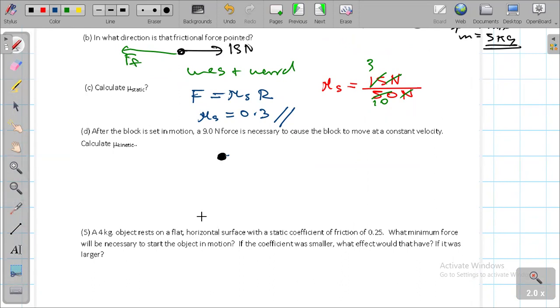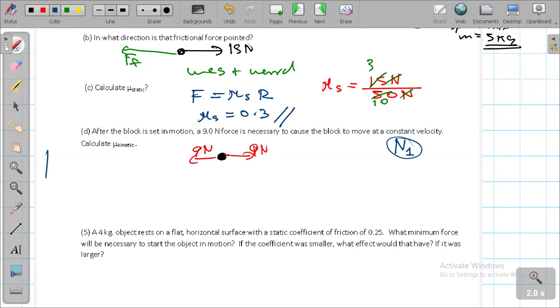Net forces are balanced. This is under Newton's first law of motion, N1. After the block is set to move, 9 Newton is enough to make it balanced. Friction is 9 also. If you provide 9 Newton, that's enough.